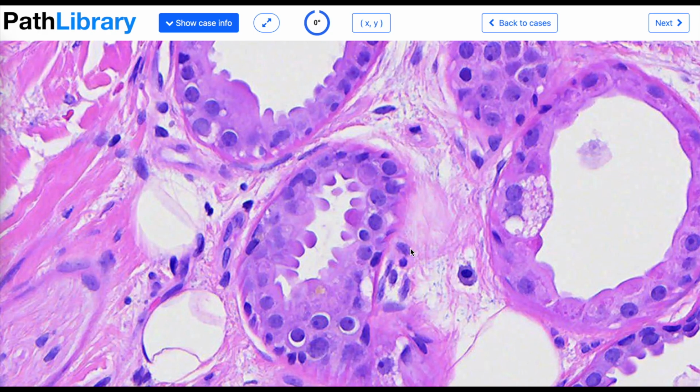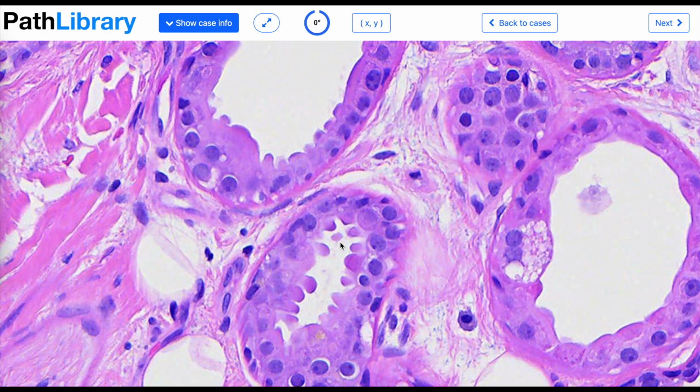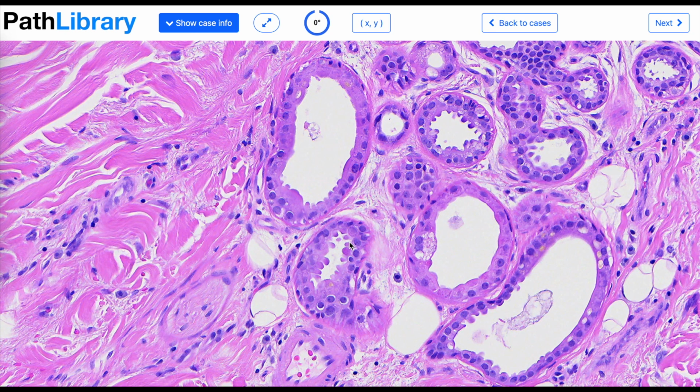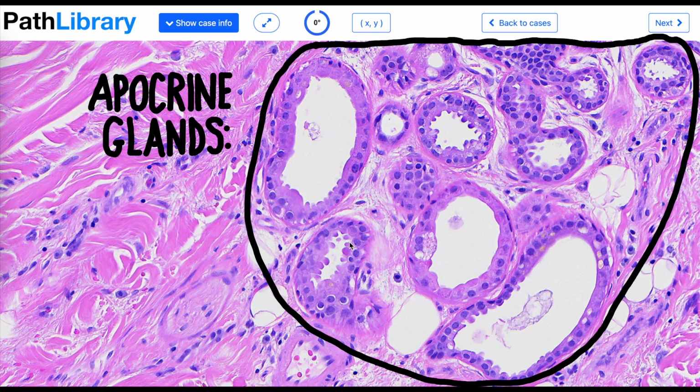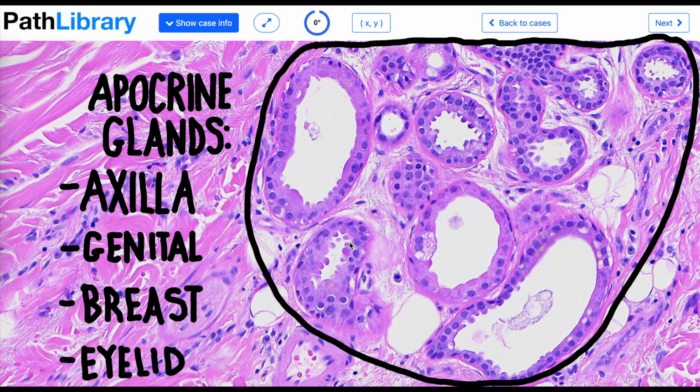And these apocrine glands are going to essentially secrete part of their cytoplasm into the lumen. You can see a little bit of a circular structure there. That used to be part of one of these apocrine cell cytoplasm, and now it's broken off and secreted into the lumen. And apocrine glands are normally not present everywhere in the skin. They're only in select sites normally. So the armpit, also known as the axilla, they are present in genital skin, breast skin, and also in the eyelids, so-called the glands of Moll.